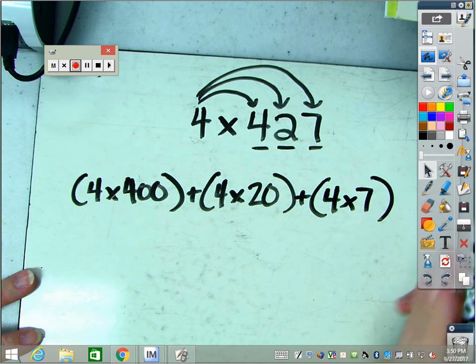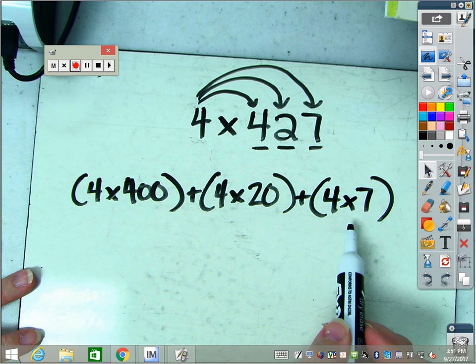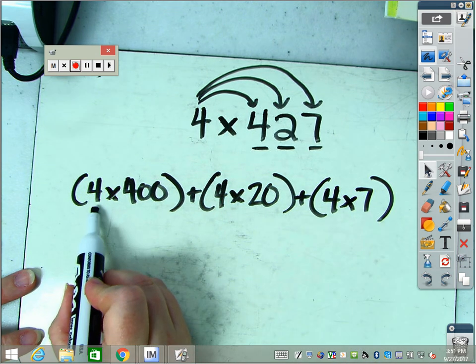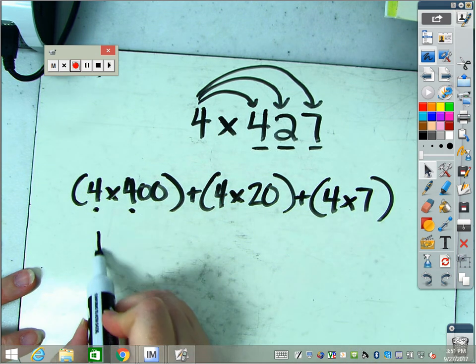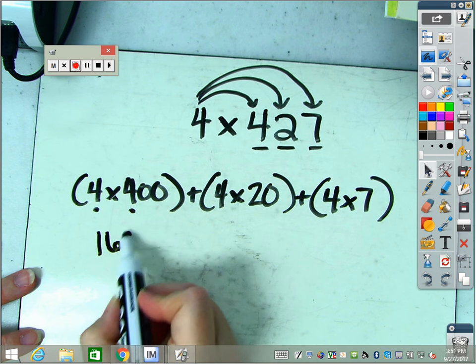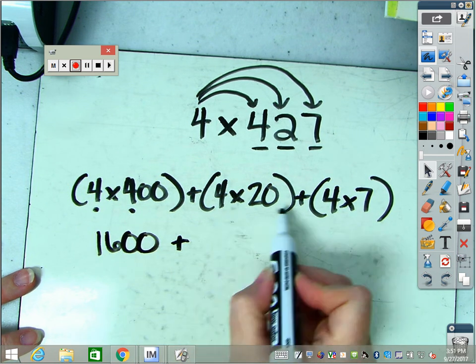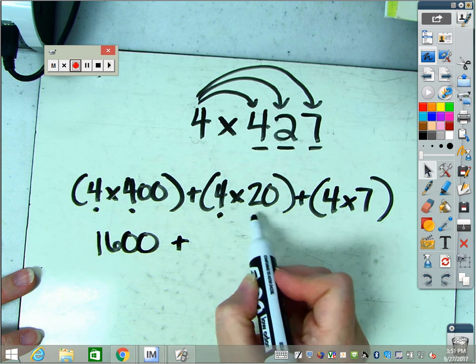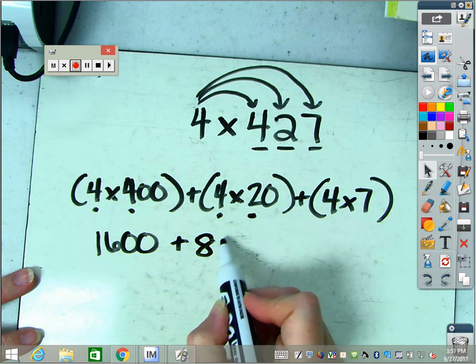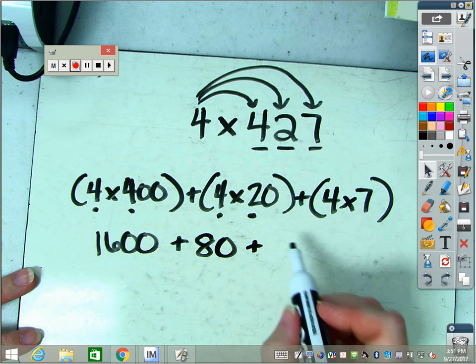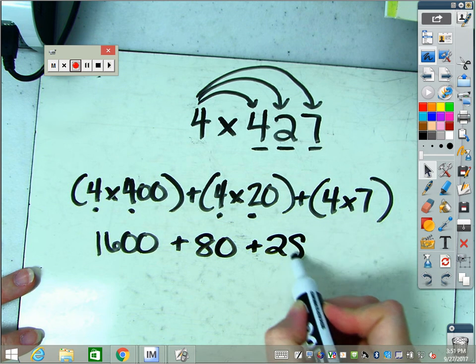Okay, now I'm going to simplify each of my parentheses. So in our first one, we're going to multiply 4 times 4, and that's 16, and I have 2 zeros to add on. Then my second parentheses, I'm going to multiply 4 times 2, that's 8, and add on a 0. And then finally, 4 times 7 is 28.